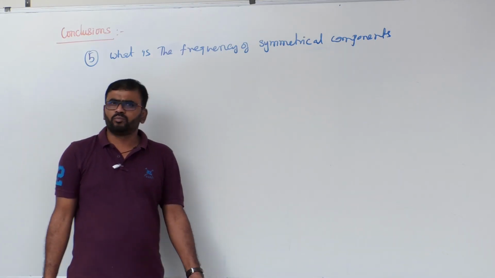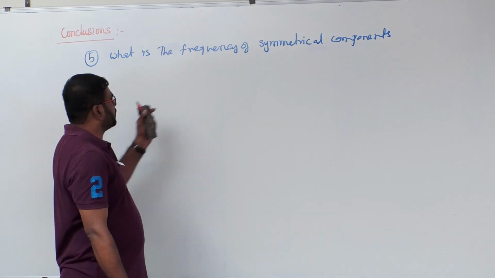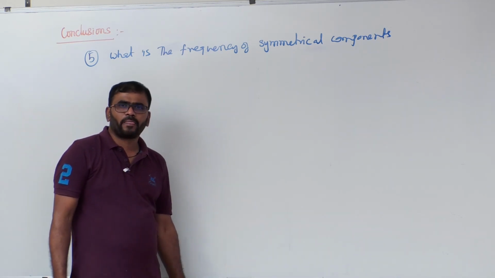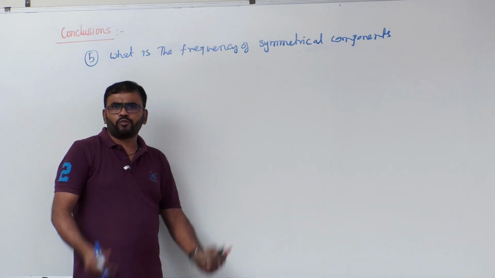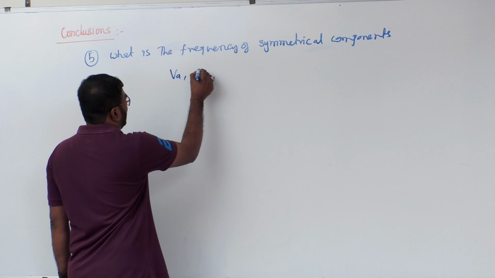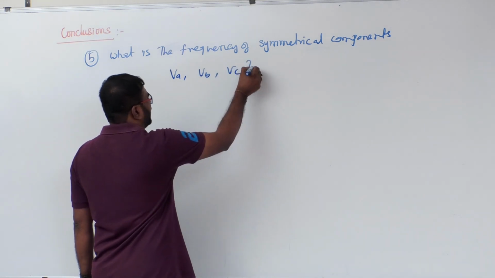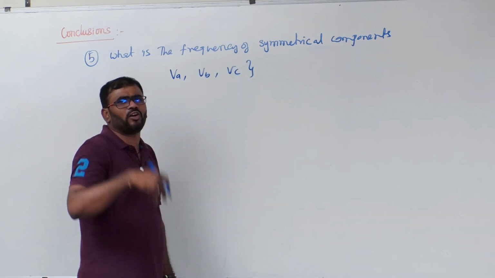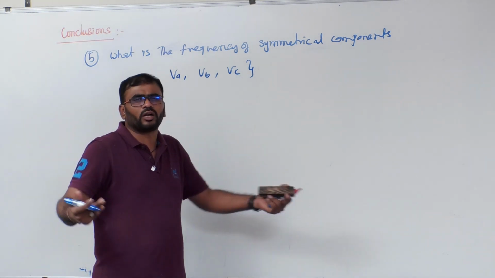So I am asking a simple question here. What is the frequency of symmetrical components? Again, people will be confused in giving the answer. Let's say, what is the frequency of VA, VB, VC? Even though they are unbalanced, the frequency will not change. The frequency is 50 Hz.